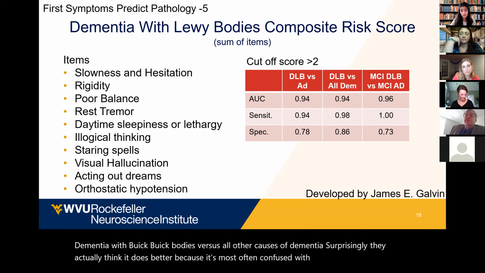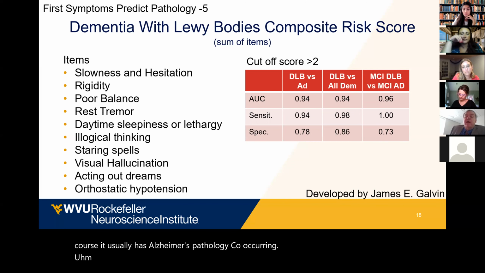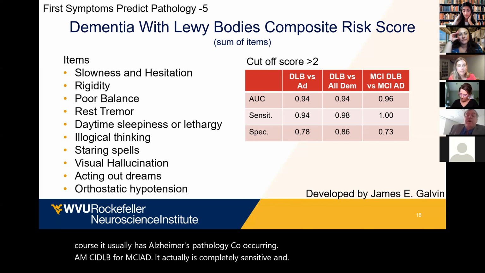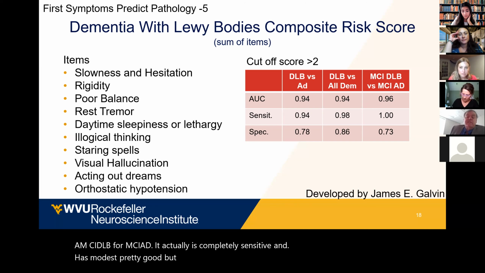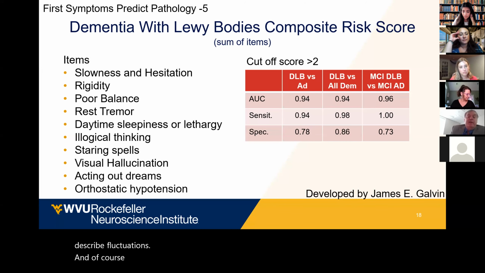But of course, it usually has Alzheimer's pathology co-occurring. For MCI due to DLB versus MCI due to AD, it actually is completely sensitive and has modest, pretty good, but not perfect specificity. You would notice that this list doesn't describe fluctuations. And of course, some of this has to be evaluated on exam.